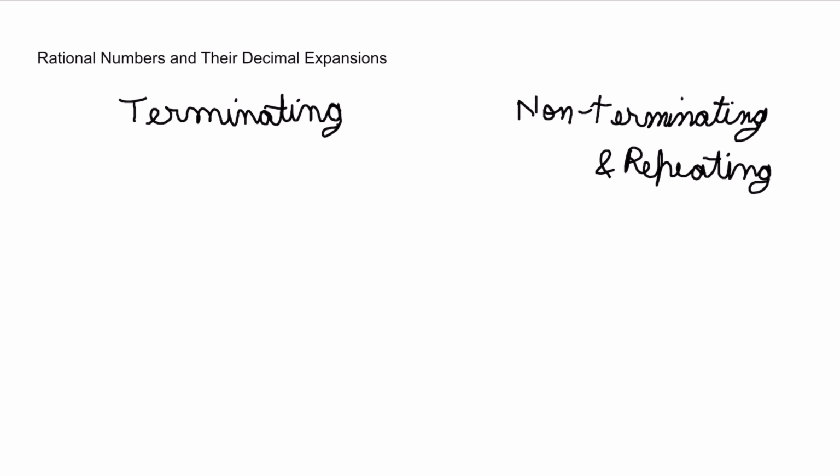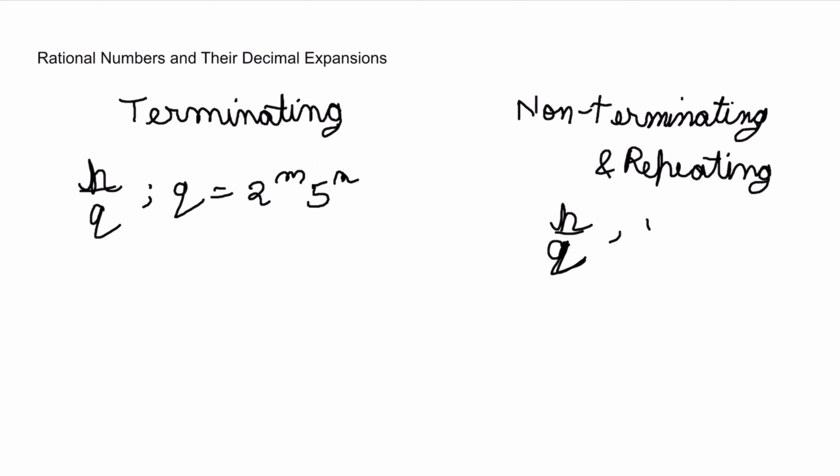Let's understand it very easily. If the number is in the form of p by q, then its q must be equal to some factors of 2 to the power m and 5 to the power n. Okay, so it should be a multiple of 2 and 5 with any number of powers. While if it is non-terminating and repeating, in that case, in the p by q form, q will not be equal to 2 to the power m and 5 to the power n.